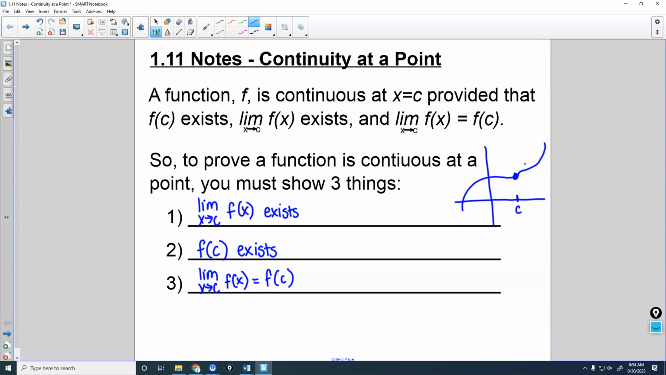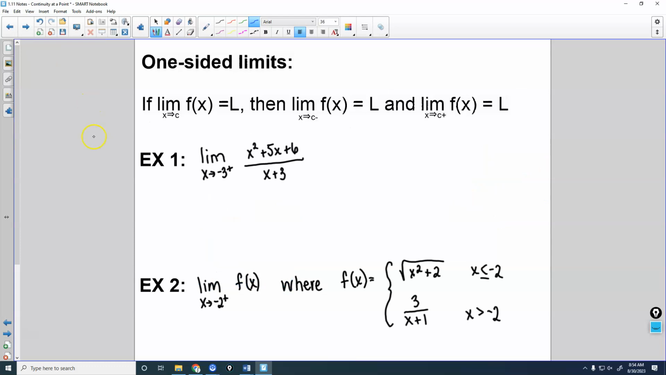So, if you are asked to show that something is continuous, you must do all three of these things. A lot of times students just find the limit and think that is good enough. That is only a piece, because a limit does not guarantee that it's continuous. You could have an open circle there. Okay, so let's look at what types of problems we're going to see.